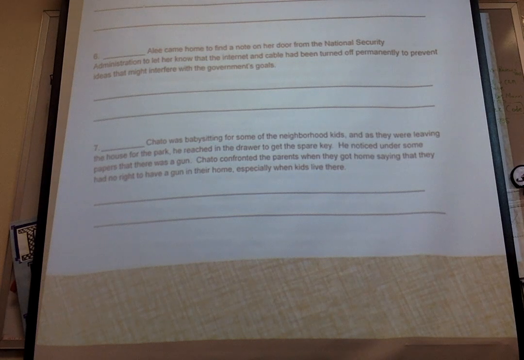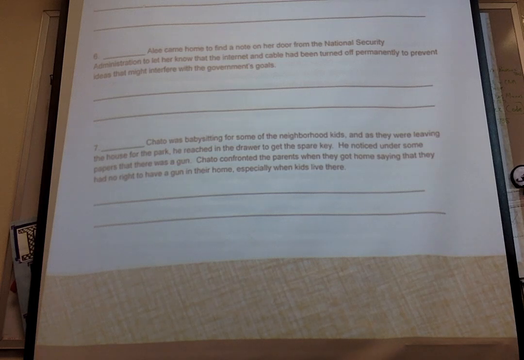Number 7, Chateau was babysitting for some of her neighborhood kids. As they were leaving the house for the park, he reached into the drawer to find a spare key. He noticed under some of the papers there was a gun. Chateau confronted the parents when they got home, saying that they had no right to have a gun in their home, especially when kids lived there.